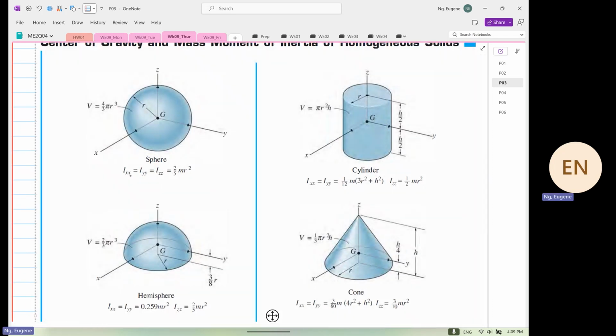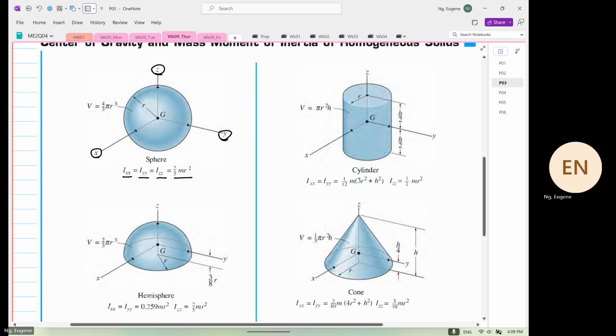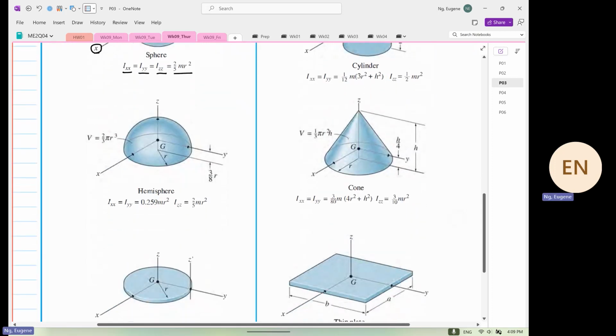You have your I. So this is a sphere. Izz, Iyy, Izz, and the x, y, z axes. This is 2/5 m r squared. So this is your x-axis, y-axis, z-axis. Now, you can see the same for all shapes.